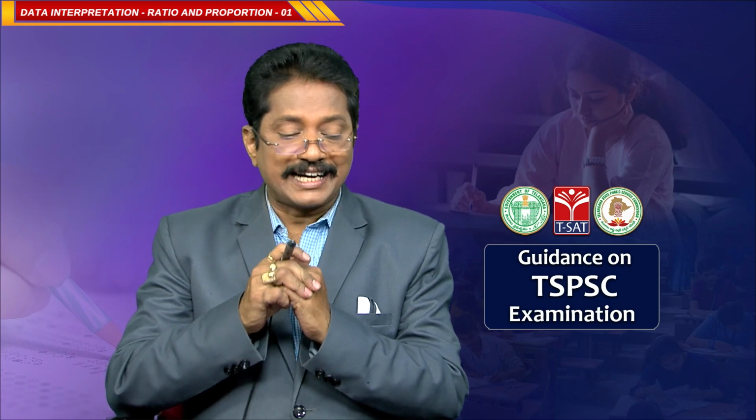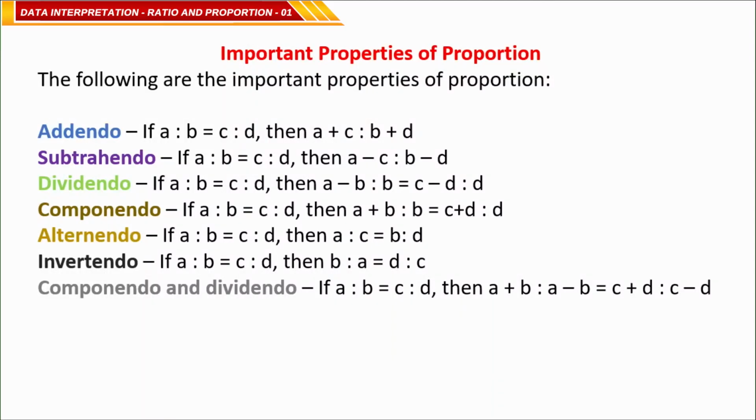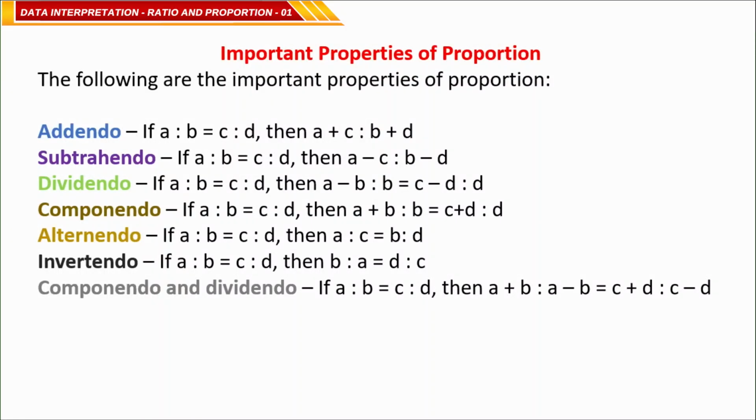The first is called addendo. Addendo means when A is to B is equal to C is to D, then you can compare A plus C is to B plus D. Subtractendo: A is to B equal to C is to D, then A minus C is to B minus D. This is rarely used, but the most frequently used ones come next, first dividendo.